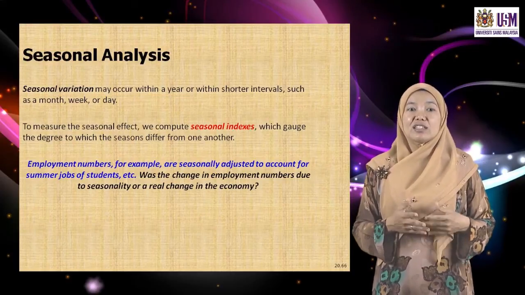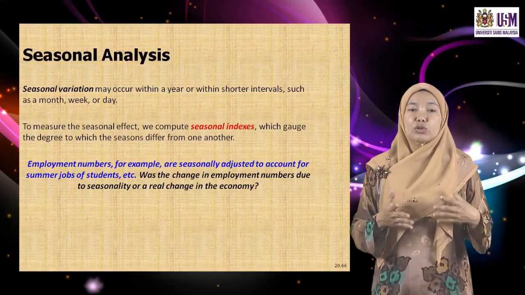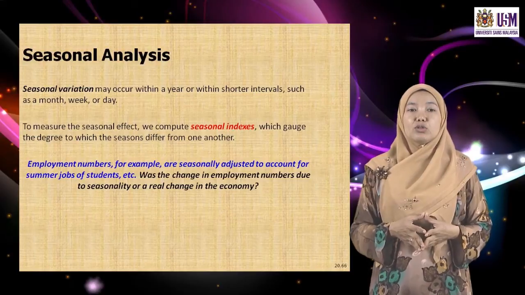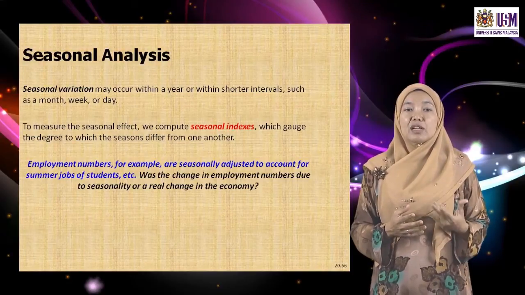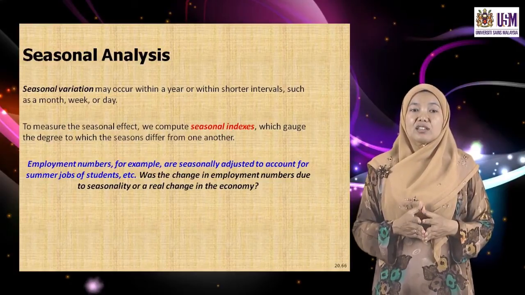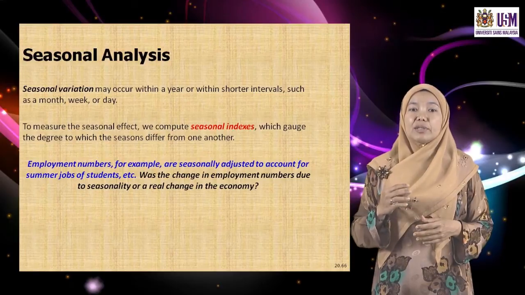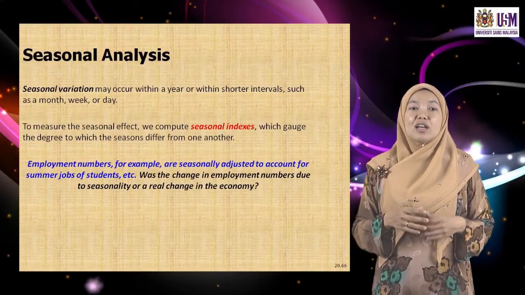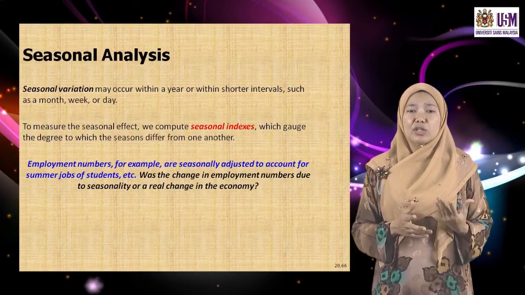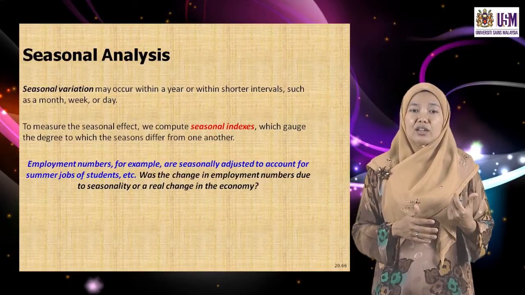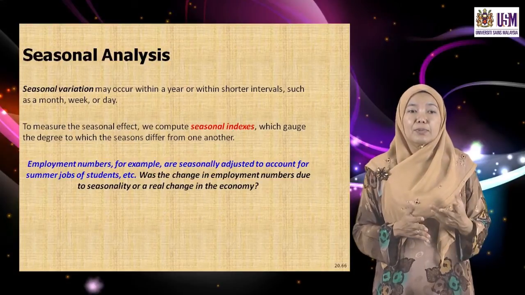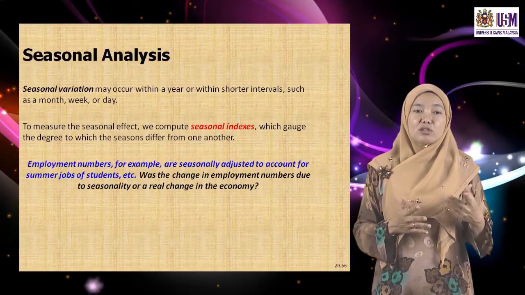When we discuss employment numbers, for those who are taking economics, when we discuss unemployment, for example, you also need to discuss how many people are actually employed. So employment numbers, for example, are seasonally adjusted to account for summer jobs of students. This is for countries with four different seasons, climate countries. They have the winter, they have the summer. Summer is the month of holiday, a long holiday.